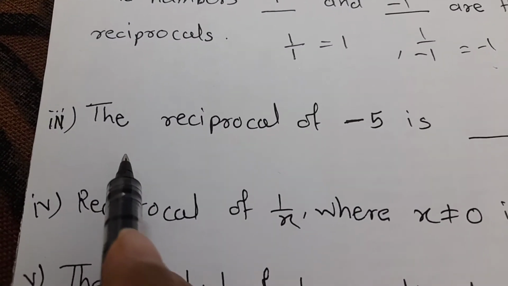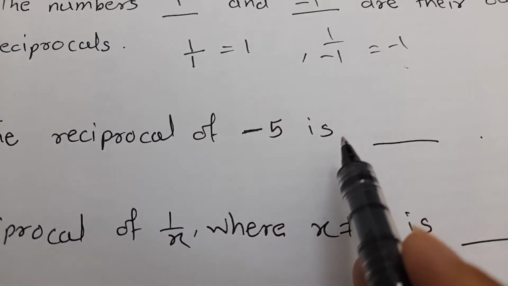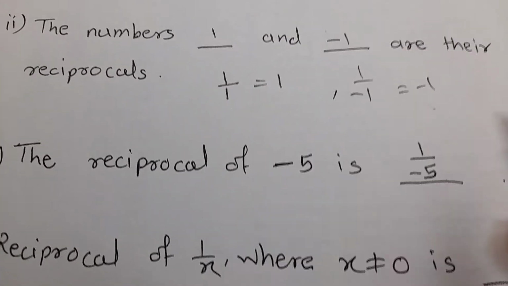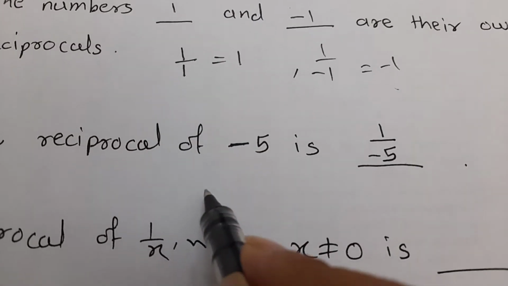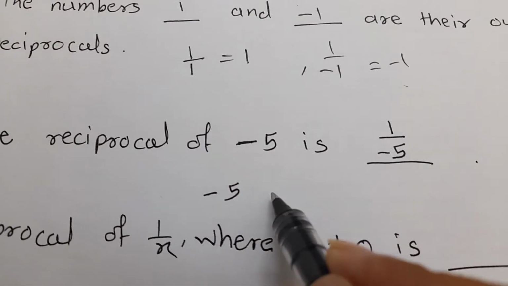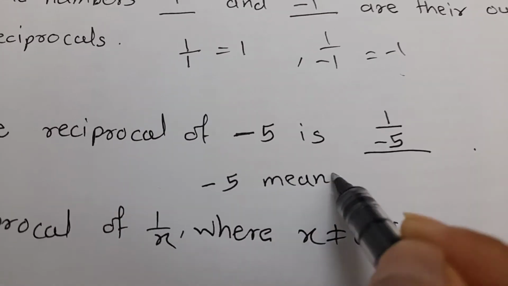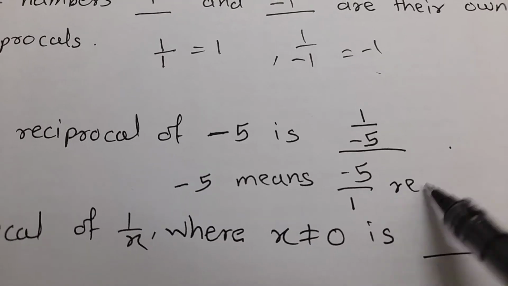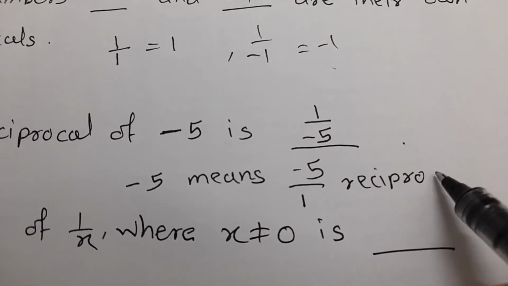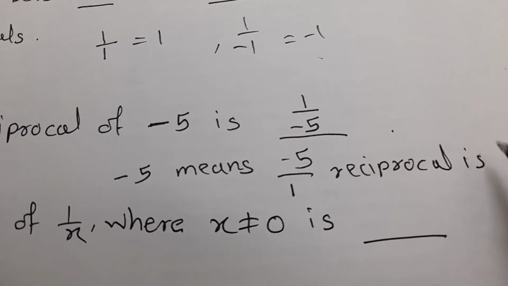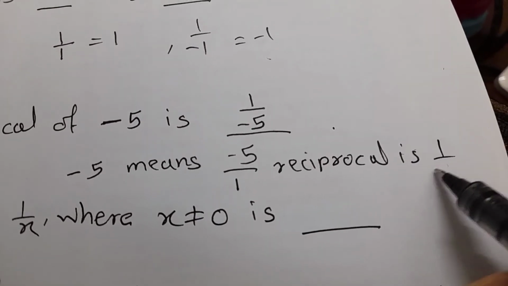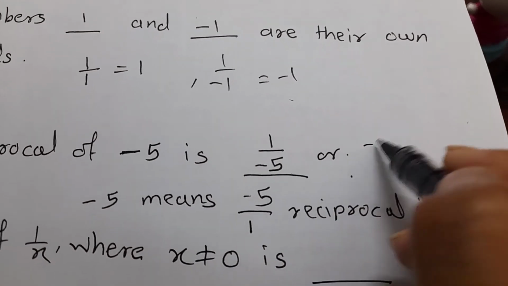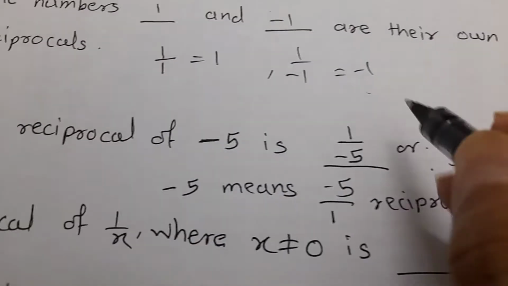Now third, the reciprocal of minus 5 is 1 upon minus 5. Because minus 5 we can write as minus 5 upon 1. Therefore, its reciprocal is obviously 1 upon minus 5, or we can write it as minus 1 upon 5. Both are correct.